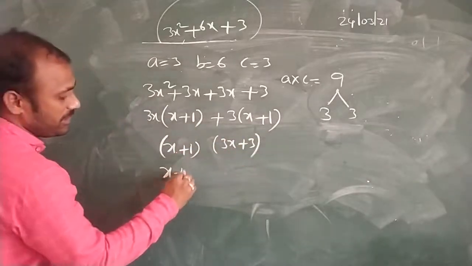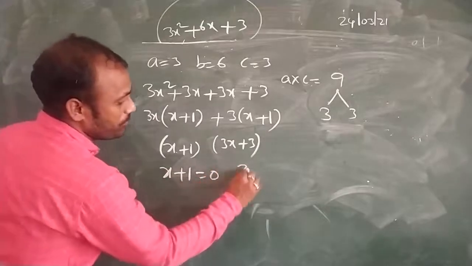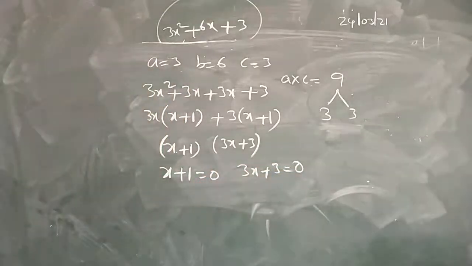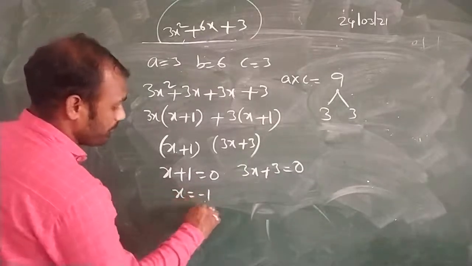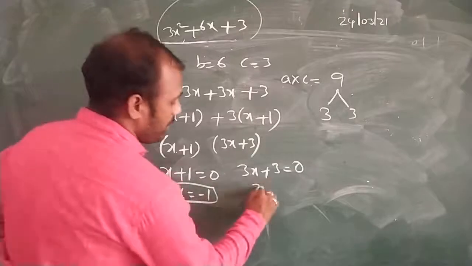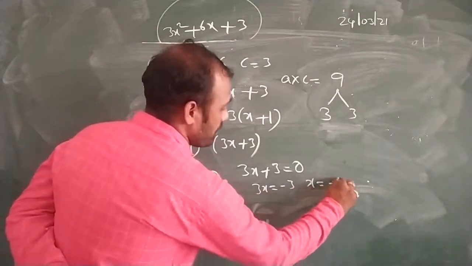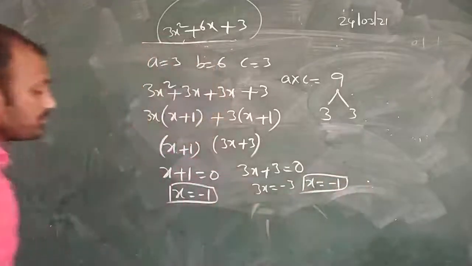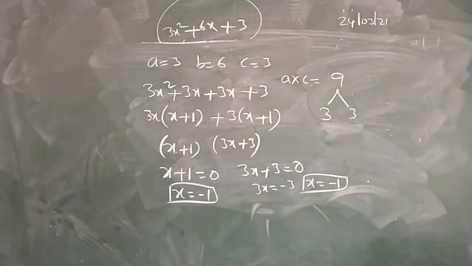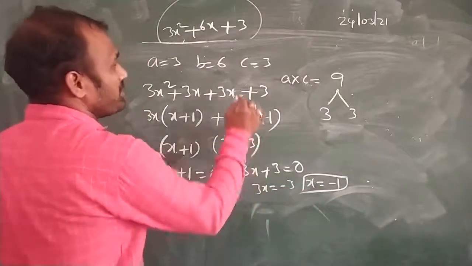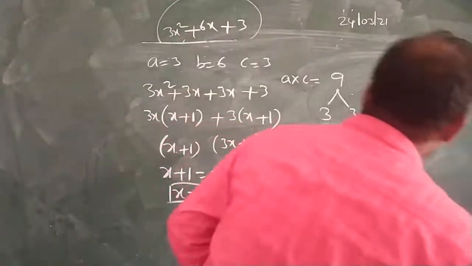Here x plus 1 is equal to 0, and 3x plus 3 also is equal to 0. So x value will be minus 1. And here 3x is equal to minus 3, so x value will also be minus 1. Totally we have to obtain 4 zeros. Already the question gave us 2 zeros, and we have found another 2 zeros.